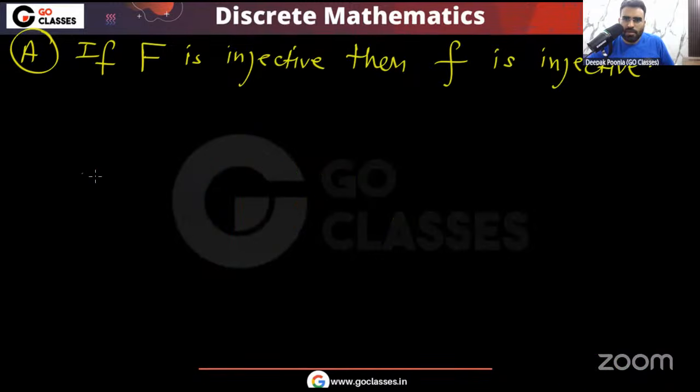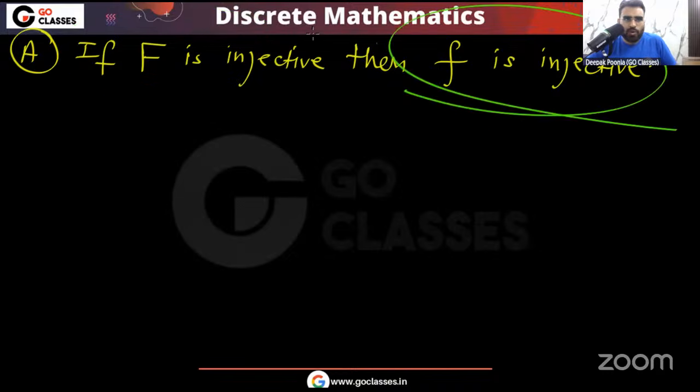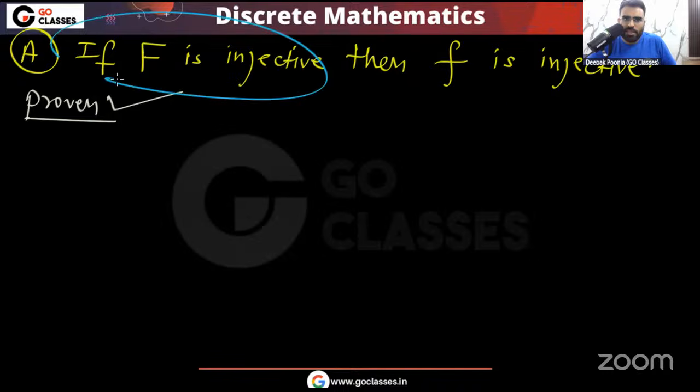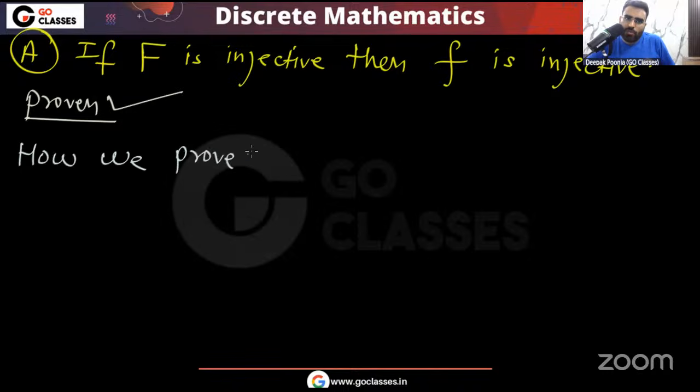Because of this contradiction, we have proven that if capital F is injective, then small f is injective. Okay, this we have proven. I hope you understood. Basically, how did we prove it? We proved it like this, that if small f is not injective, then capital F is not injective. This is how we proved it.